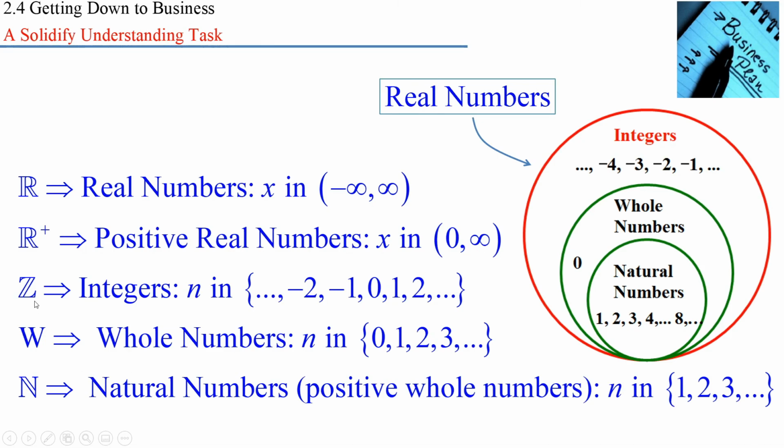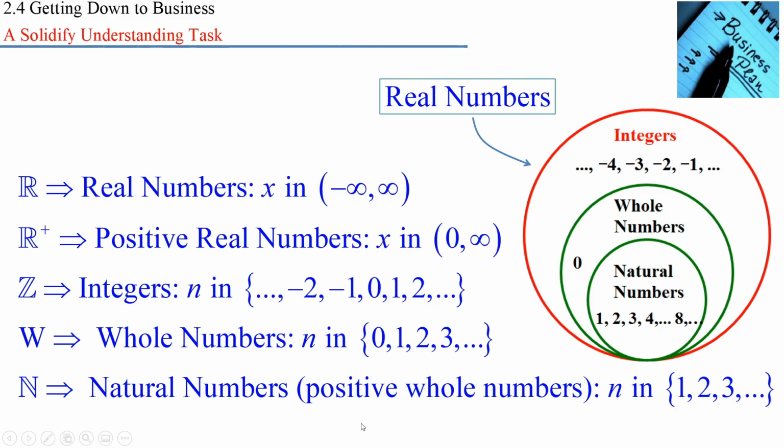Then the set of integers, that's the double bar Z right there, and that's just all your integers. So this is set notation: -2, -1, 0, 1, 2, and so on in both directions. We can go forever in both directions, to the left or to the right. Now the whole numbers, that's N in set notation: 0, 1, 2, 3, and so on. And then the natural numbers, which are the positive whole numbers, or some people call those the counting numbers. So N is in the set 1, 2, 3, and so on.